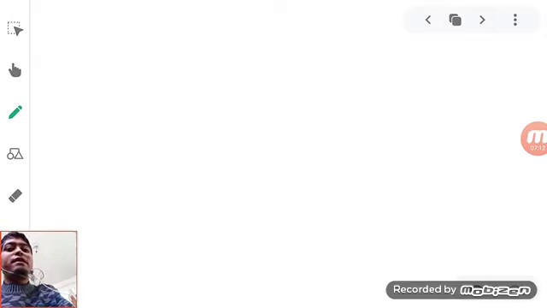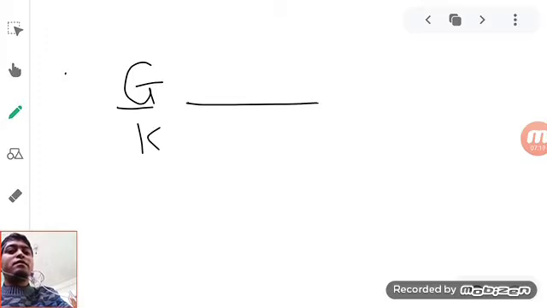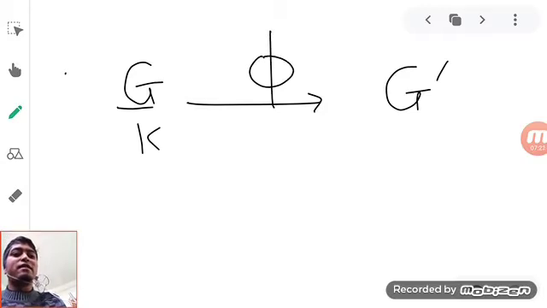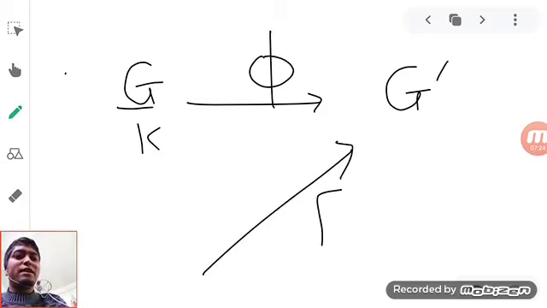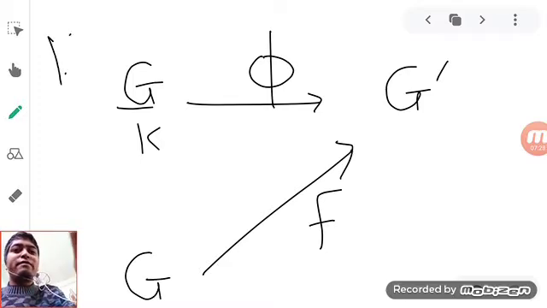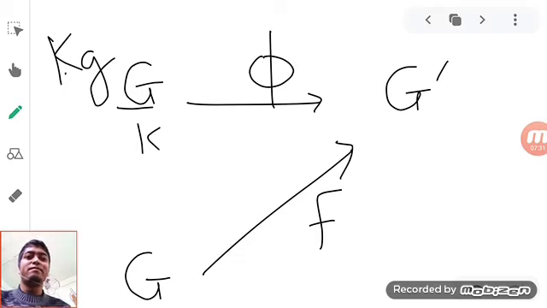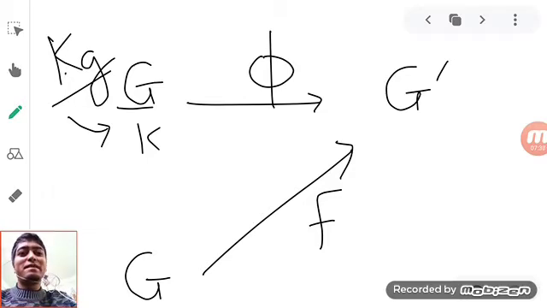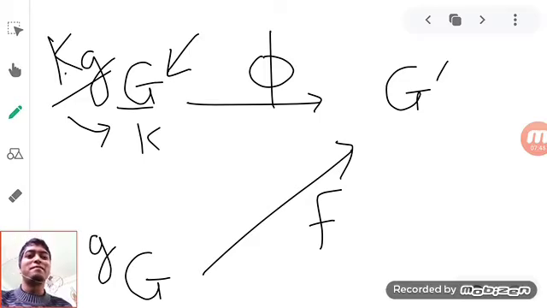So let's see. We have this group G by K. We have this group G dash, and this is the function phi. But we also have this function f from G, right? So we have taken an element over here, Kg. Kg is this element in G by K. Now this small g comes from this group G. Because it comes from the group G, it can also be here.